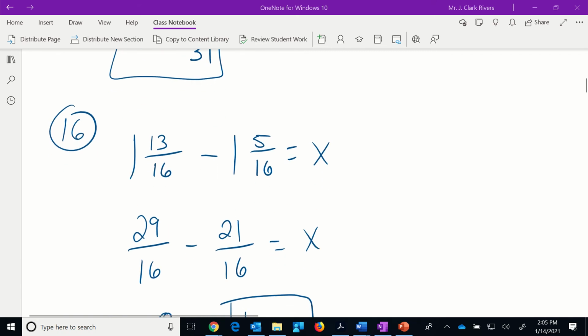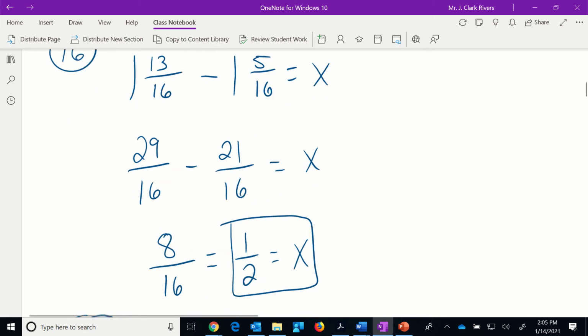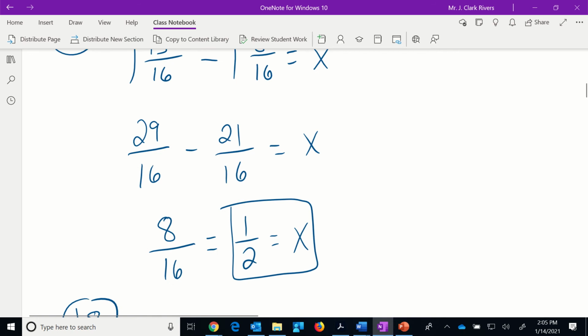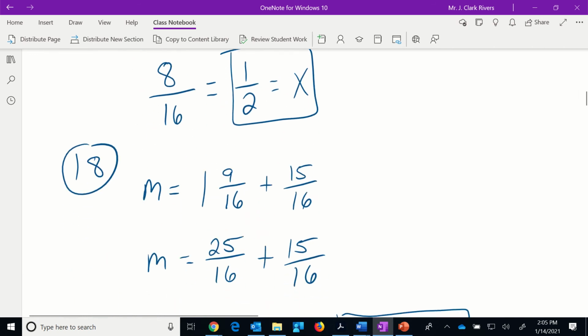Here's one where we have some mixed numbers. Let's convert these to improper fractions first. 1 multiplied by 16 is 16. 16 plus 13 is 29. So 1 and 13/16 becomes 29/16 minus. 1 multiplied by 16 plus 5 gives you 21. So 1 and 5/16 becomes 21/16. We subtract, keeping our denominator 16. 29 minus 21 gives us 8, so 8/16. Make sure you simplify your fraction. We get 1/2. 1/2 there for x.